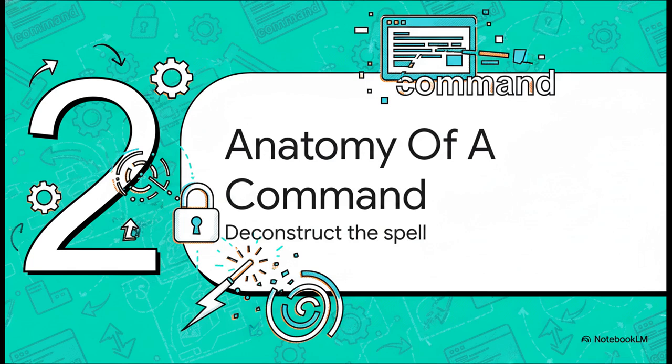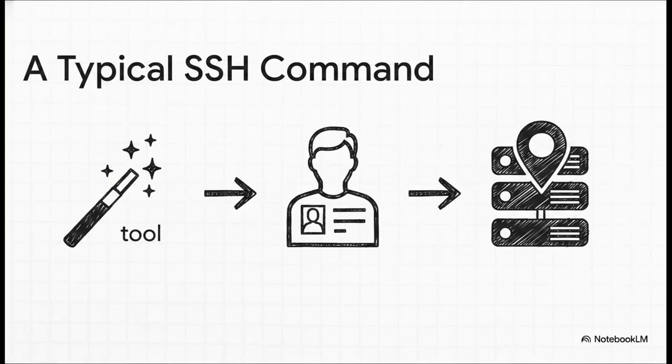Moving on to Section 2, Anatomy of a Command, Deconstructing the Spell. Now that we know what this incredible tool accomplishes, let's break down the actual incantation you type into your terminal. I promise you, it's not intimidating once you see the moving parts. Take a standard command like ssh ubuntu@192.168.1.50. By pulling this apart, we can see it's elegantly simple. It basically consists of just 3 core pieces.